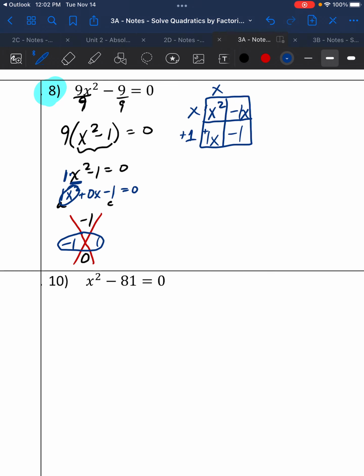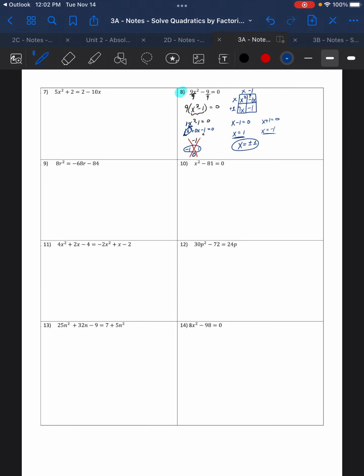So one of my solutions is x minus 1 equals 0. My other solution is x plus 1 equals 0. Solve them both. So add 1, subtract 1, and we have the positive and negative the same, so we're just going to write it together. So x equals a positive 1, and x equals a negative 1. That's what this means.